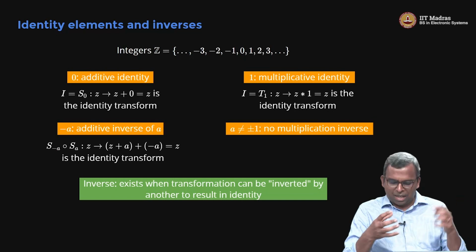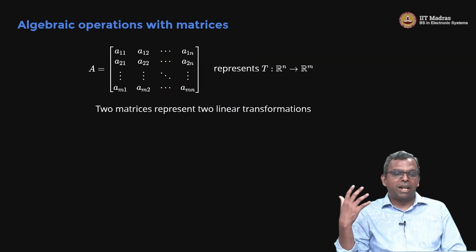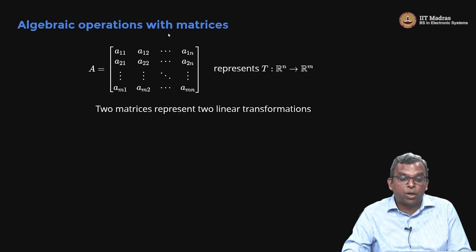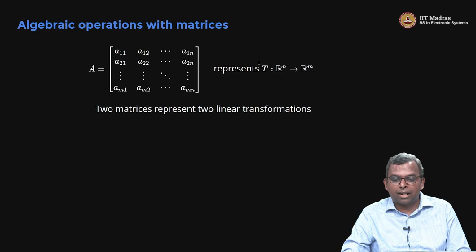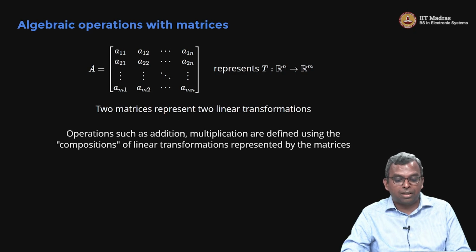We are going to take these abstract ideas and use them in matrices. So how do you think of algebraic operations with matrices? You have a matrix here which represents a transformation T. If you have another matrix B, it's going to represent another transformation S. So two matrices represent two linear transformations. How do you think of operations such as addition and multiplication? They are defined using compositions of linear transformations.